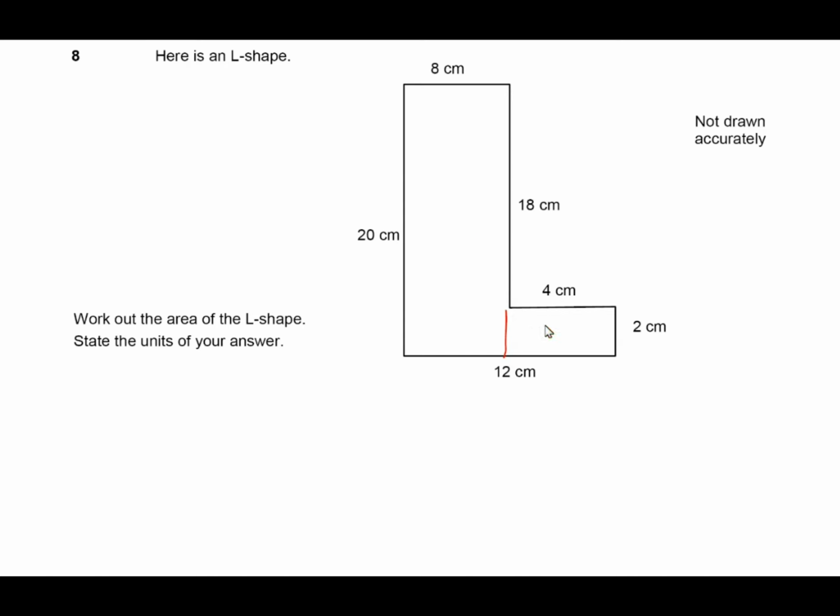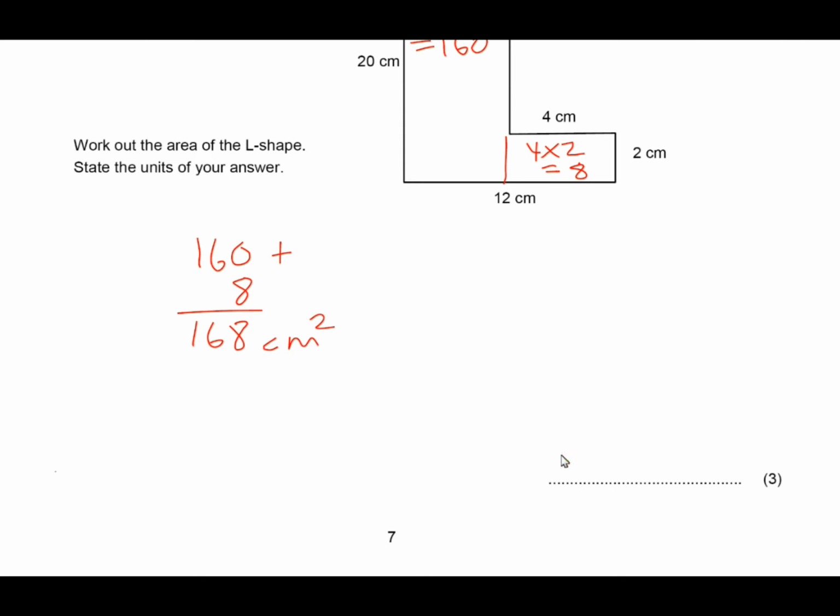So this rectangle here, this little one in the bottom, is 4 by 2. And this big one here is 20 by 8. So that's 160 centimeters squared, and this is 8 centimeters squared. So we have 160 plus the 8 is 168 centimeters squared. So to get your marks, make sure you put the answer on the answer line and put in the correct units. Because it's area, don't forget the centimeters are squared.